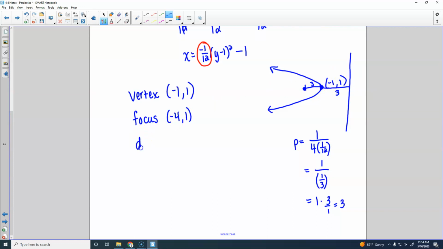Let's see, Lennon, directrix is over here. It's a vertical line. It's going to be x equals, what number will we get there? 2. Perfect. So you're at negative 1. You've got to go to the right 3 units.